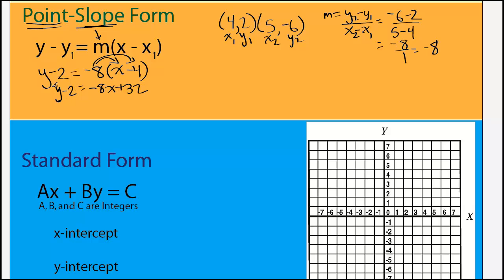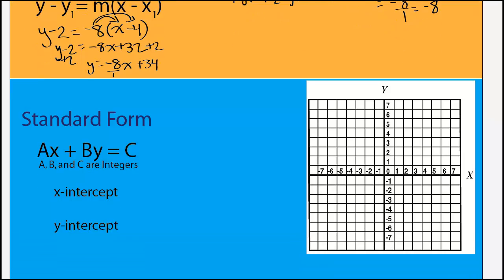We want to solve for y. We'll actually put it in slope-intercept form, which is y equals mx plus b. I'm going to add 2 to both sides, and so I get that y equals negative 8x plus 34. If we wanted to graph this, you'd start at your y-intercept at 34, and then you'd have a slope of negative 8 over 1. But we're not going to do that. We'll take a look at one similar down below.